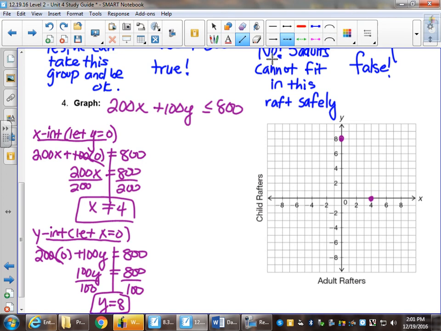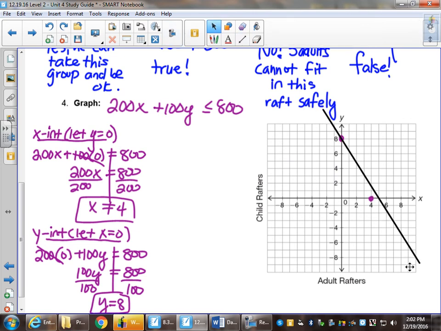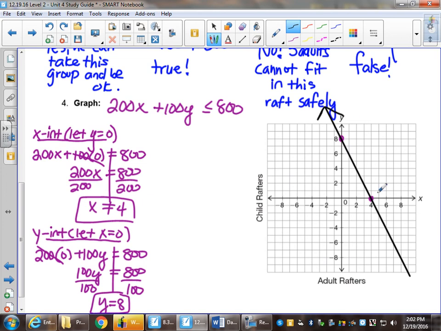From all of our real world, I know that technically I could draw this line to go all the way through, but in terms of the real world solution piece of this, you can still draw this line all the way through, but all of one side may not be the answer. To figure out which side to shade, we need to check 0, 0.